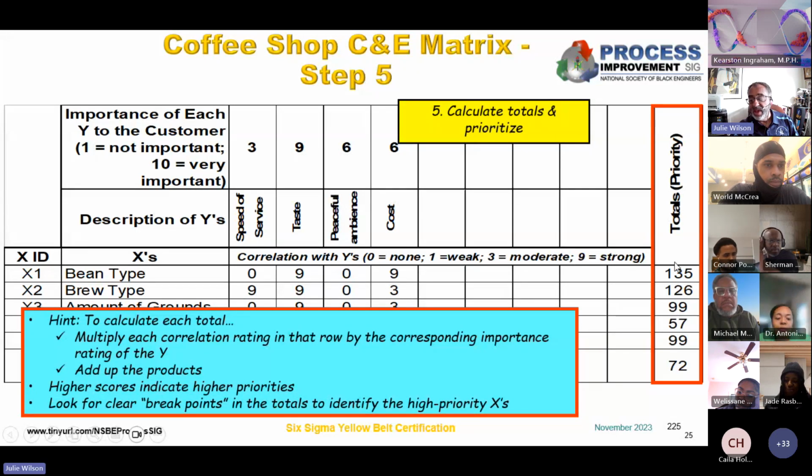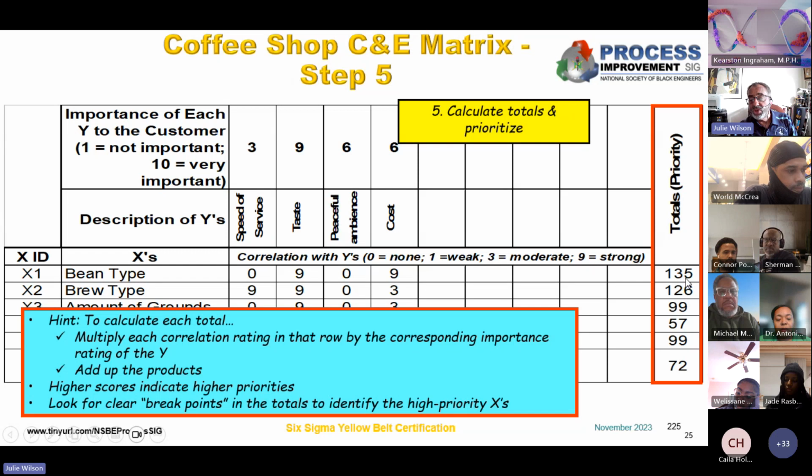In this case, you may say that, okay, I've got 4 of them here, 135, 126, a 99 and a 99. And you may decide that 99 to 72 is my break point. I don't need to look below 99. Okay, and that gives me my top 4. Or you may have decided that I'm only going to look for those X's that have a score of 100 or above, in which case you're only going to focus on bean type and brew type. So the break point is the decision you make on which ones are the highest priority.